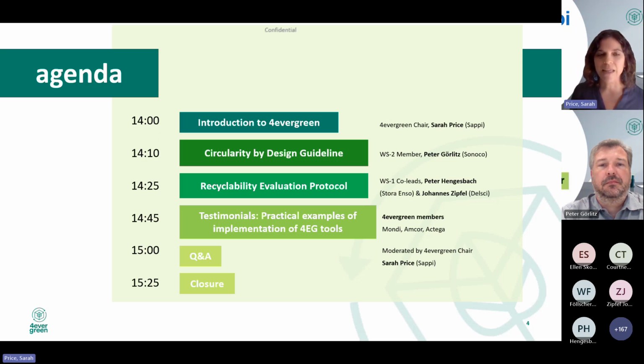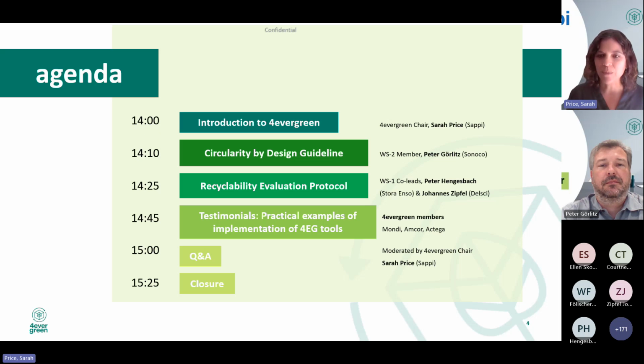So just to quickly give an introduction to the agenda, we'll start with a brief introduction of 4evergreen, and I will do that myself. And then we will move to a session on the Circularity by Design guideline. And this presentation will be delivered by Peter Gurlitz from Sunoco. Then we move on to the Recyclability Evaluation Protocol session. And this presentation will be delivered by Peter Heinzgebach from Store Enzo, as well as Johannes Ziffel from Delcy.